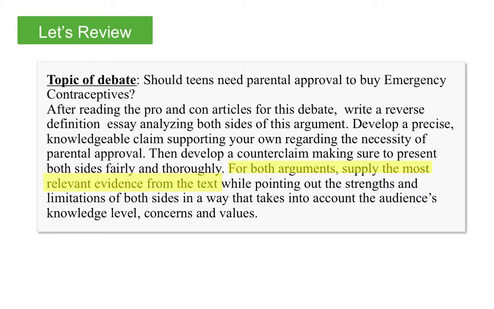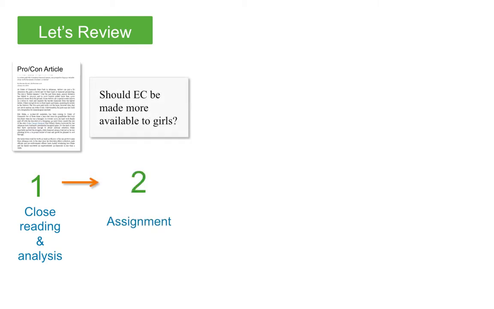As we continue to respond to this prompt, we know that we need to develop a counterclaim that is fair and thorough. Let's review the writing process. We know that the first step in writing is to show your comprehension of a text by always doing multiple close reading and analysis of that text. The second step is to read the assignment or prompt and figure out what it is asking you to write about. Remember, in our case, we are writing an argumentative essay following the reverse definition format.